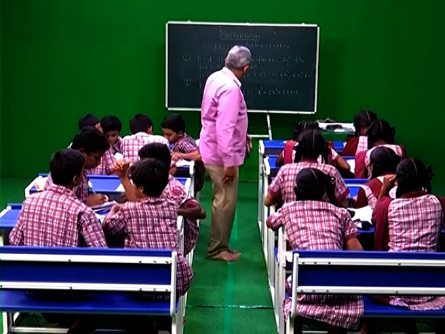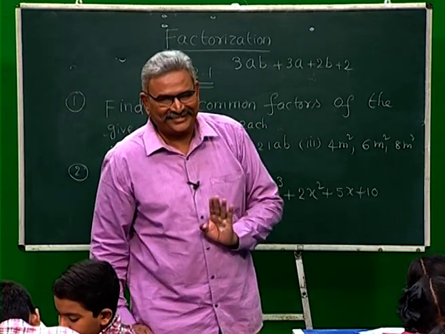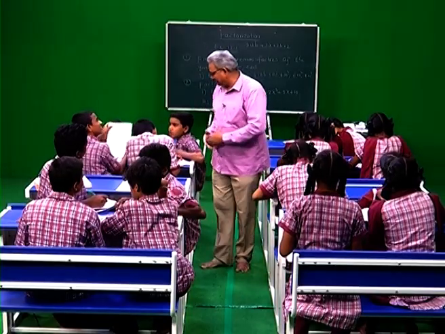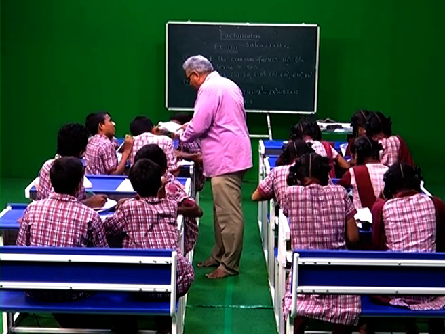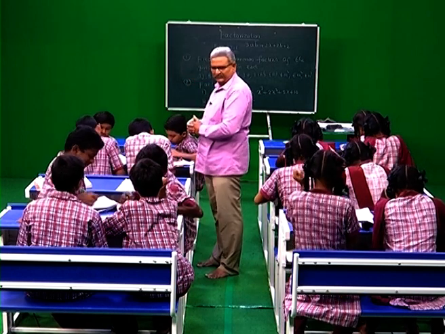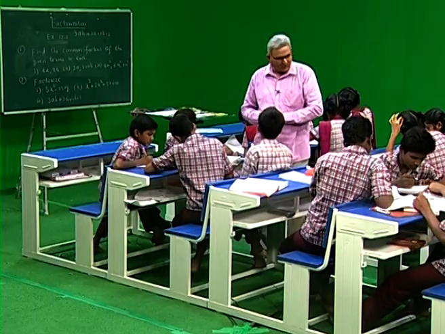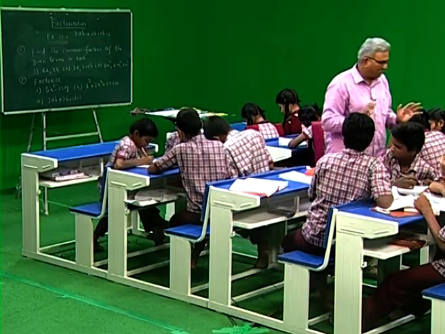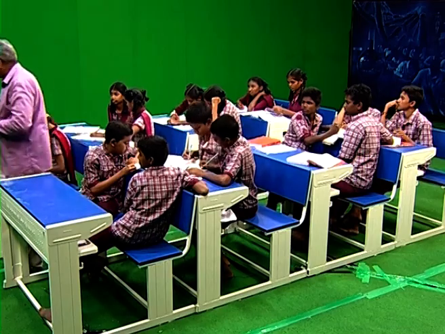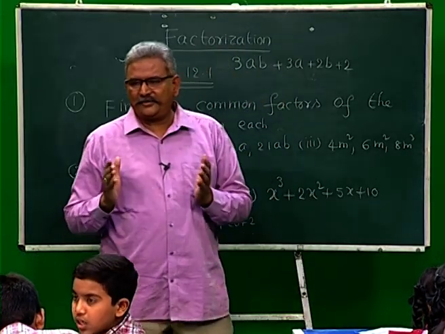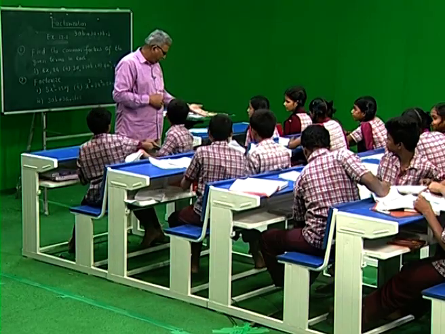Okay. Second one, 3 into a. Like that, write down. You will get an idea. Now pick up outside. 2 into m into m. That's the answer. 2 into m into m. Now you need to present it. You need to present one by one. Are you ready for the presentation? Yes, sir. Okay. Present yourself.